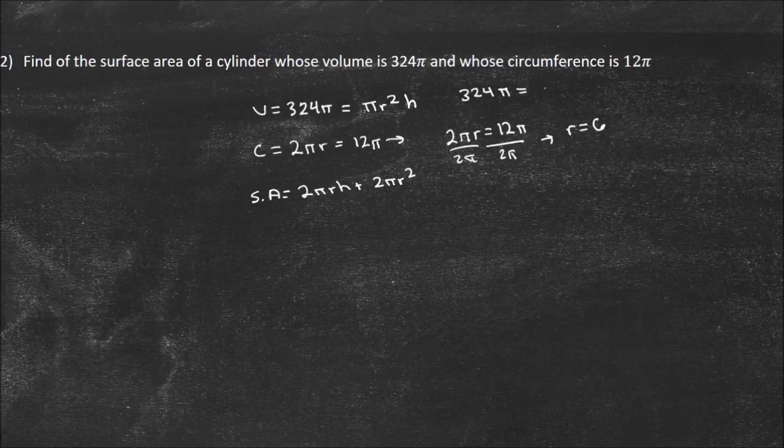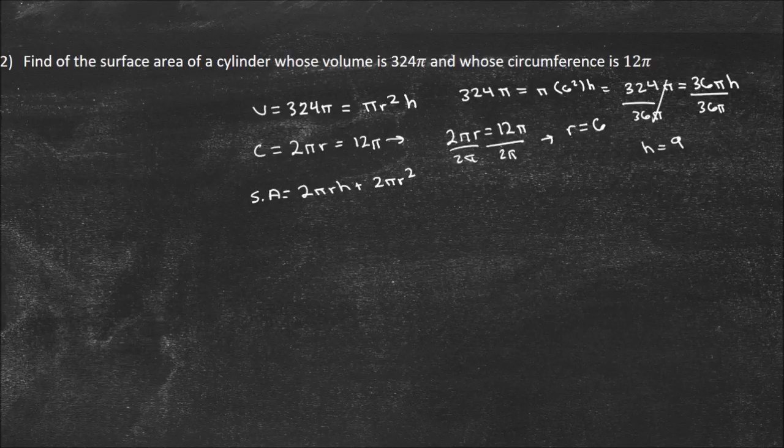So 324 pi equals pi times 6 squared times h, which equals 36 pi times h. Divide by 36 pi. The pi's will cancel. What's 324 divided by 36? That's going to be 9. So h equals 9, r equals 6.